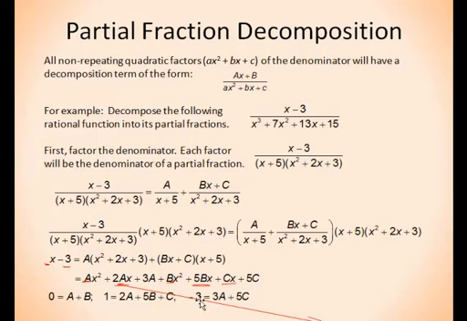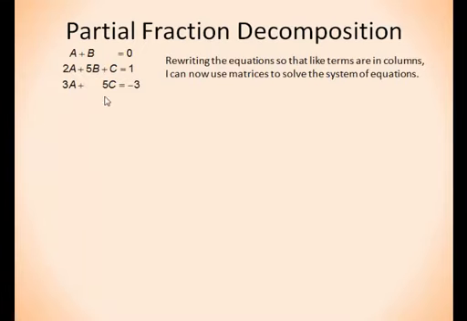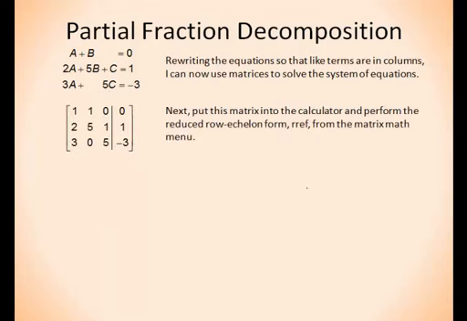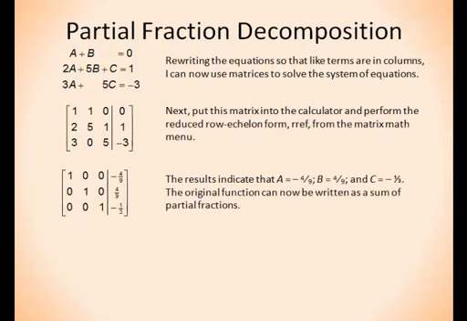And then I get the negative 3 is equal to my constant terms over here, which are 3A and 5C. So negative 3 equals 3A plus 5C. And again, this gives me three equations that I can put into a system of three equations in three variables. And notice I've lined up my variables and my constants in a column. So I can make my matrix, plug this into my calculator, use the reduced row echelon form on my matrix math menu on my calculator, and I can see that A is equal to negative 4/9, B is equal to positive 4/9, and C is equal to negative 1/3.